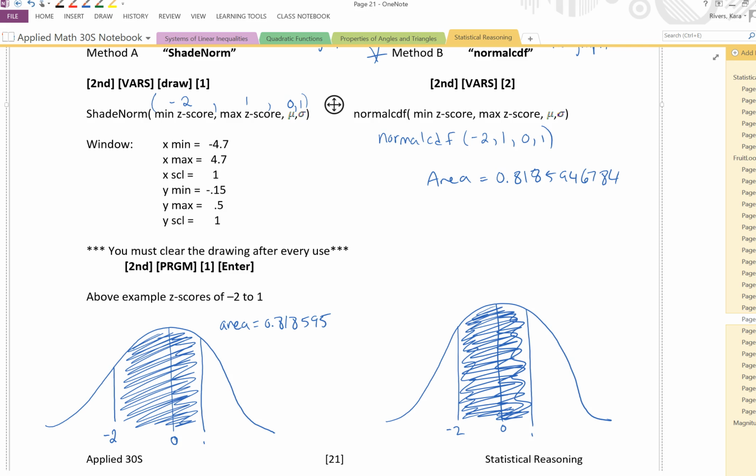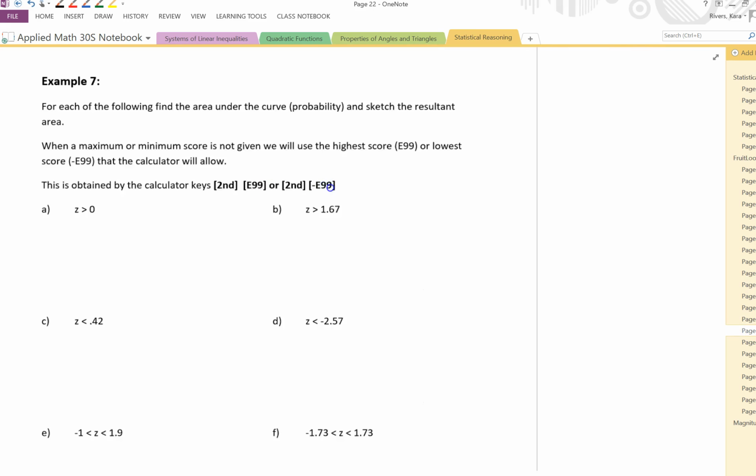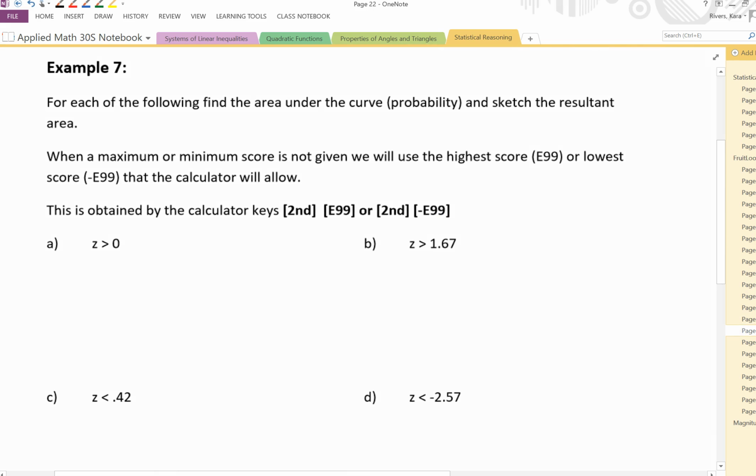Let's take a look at example 7. In example 7 here, we're going to look at all the different types of questions that you're going to be asked. So given a z-score, find the area. So for each of the following, find the area under the curve, which is the probability, and sketch the resultant area.